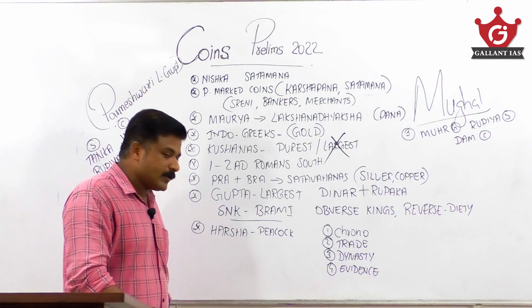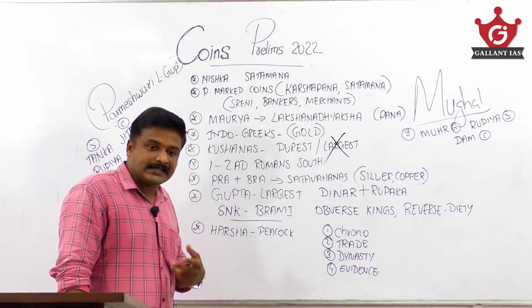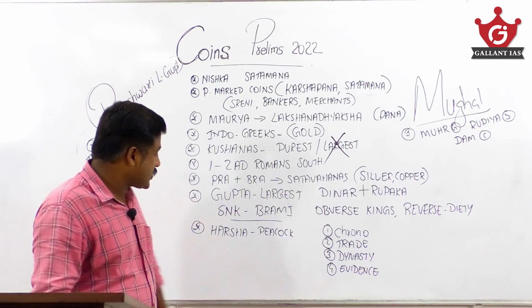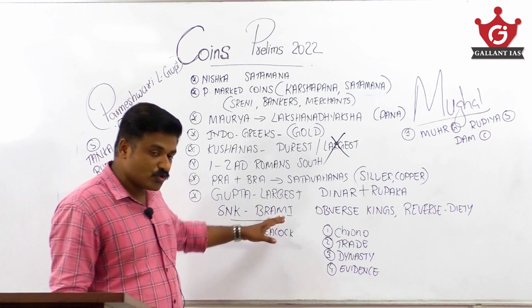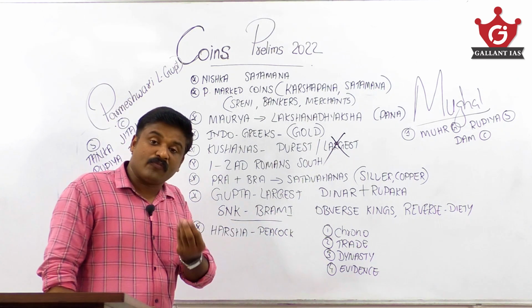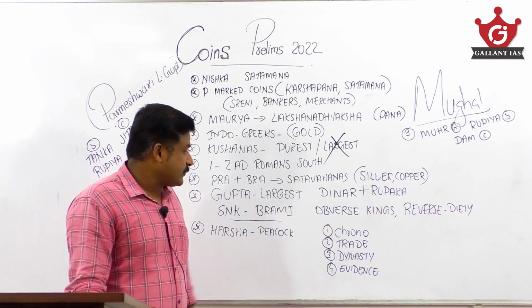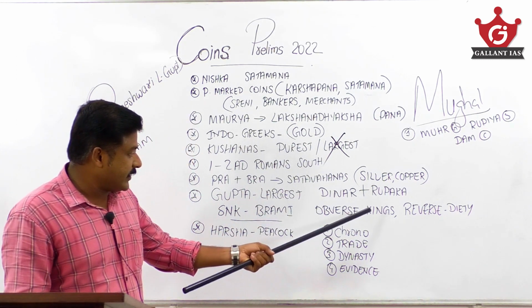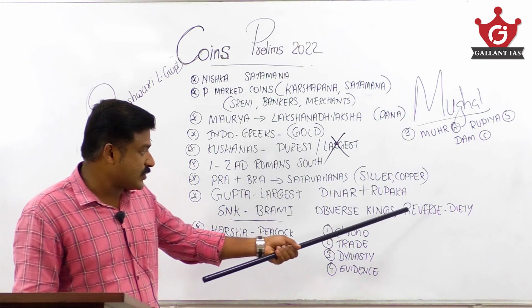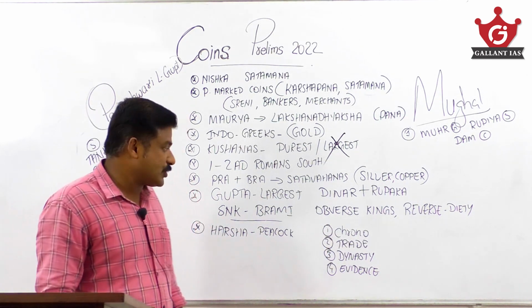They issued these coins in Sanskrit. I mean, the inscriptions on their coins were in the Sanskrit language and Brahmi script. Their official language itself was Sanskrit. The upper side contained the images of kings and queens. The reverse side contained the image of the deities they worshipped.